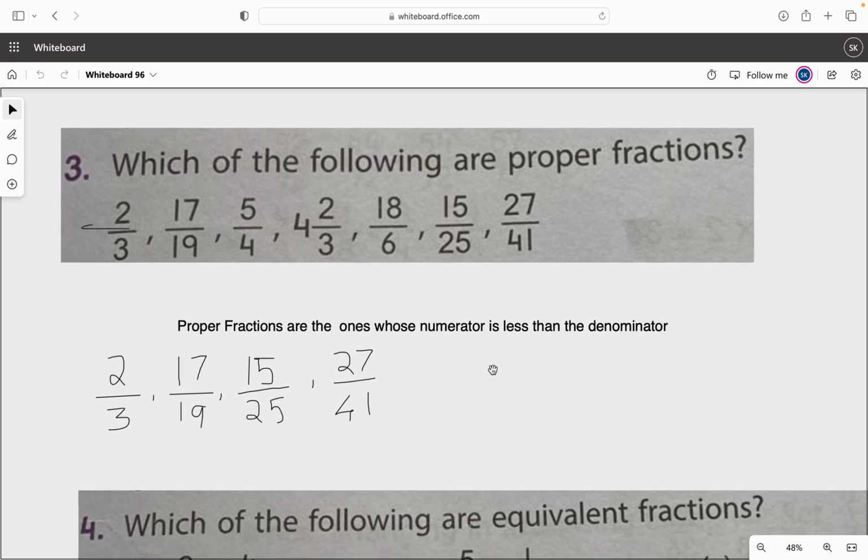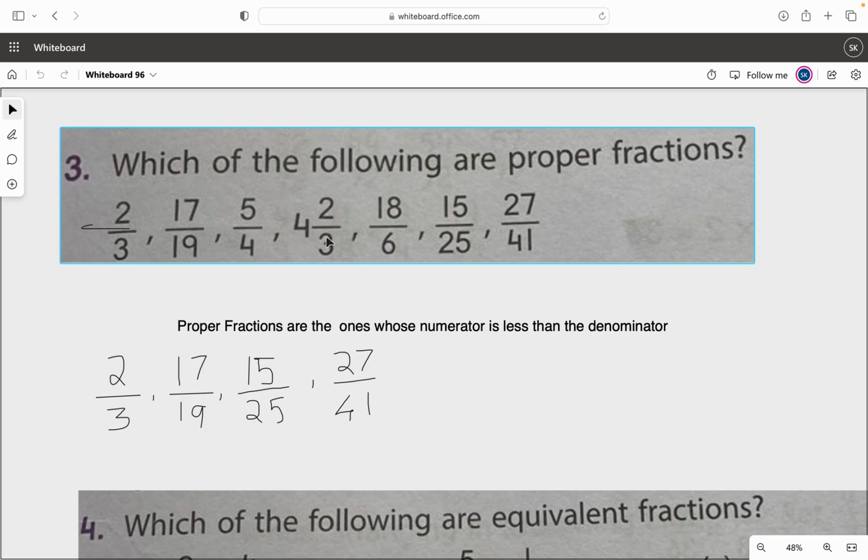Now, the third question is, which of the following are proper fractions? Guys, what are proper fractions? They are the ones in which the numerator, the number on top, is less than the denominator, the number at the bottom. You can see here, right? 2 by 3 is a proper fraction. 17 by 19 is a proper fraction, but not 5 by 4. Why? Because the numerator is more than the denominator.